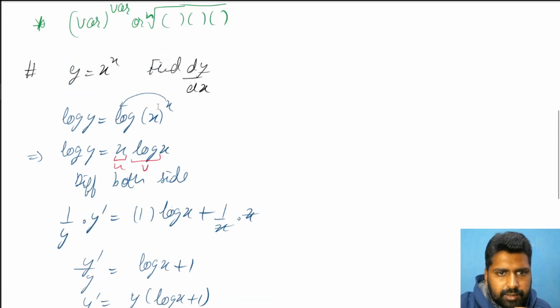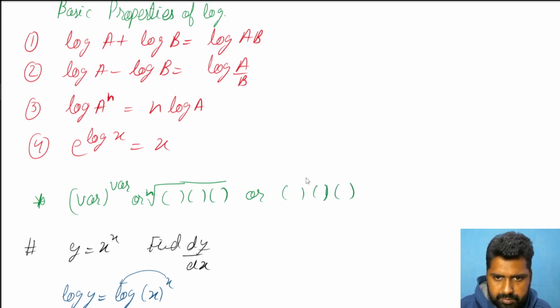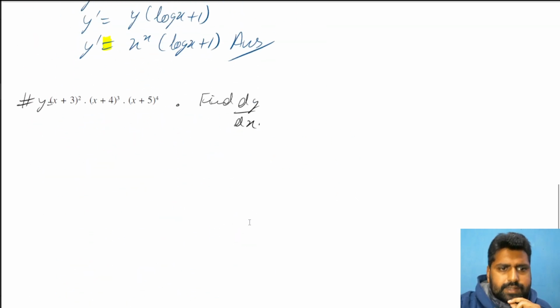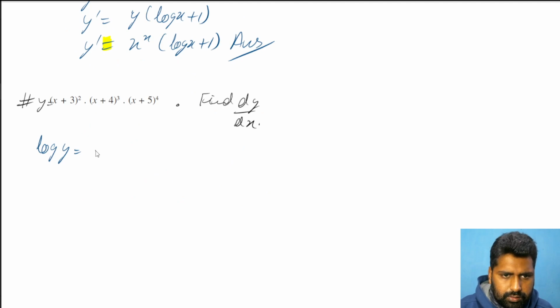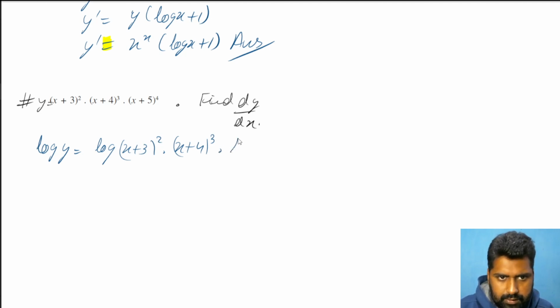Whenever you have weird powers and multiple expressions, multiple terms with multiple powers, a, b, c, like this, log can help. So for this question, let's take log both sides. So log y is equal to log of (x plus 3) squared, (x plus 4) power 3, (x plus 5) power 4. They are getting multiplied, it's like a, b, c.